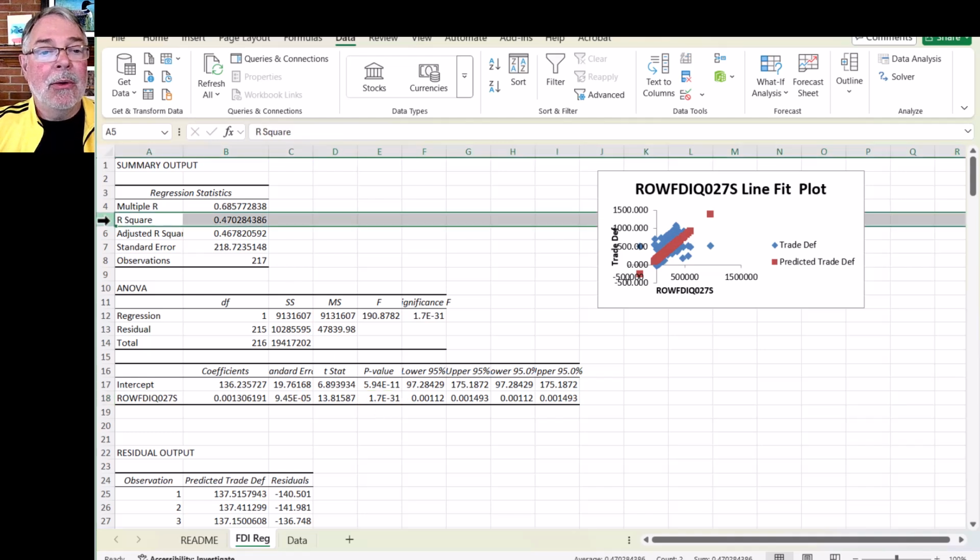Our R squared is 47, right? Which I think was a little less than the last time. But we're explaining 47% of the variation in the model. So that's our first little thing here.